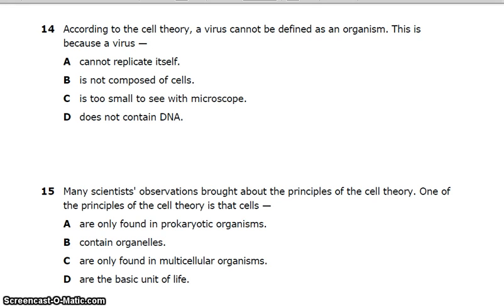Question 14. According to the cell theory, a virus cannot be defined as an organism. This is because a virus cannot replicate itself, is not made of cells, is too small to see with a microscope, does not contain DNA.